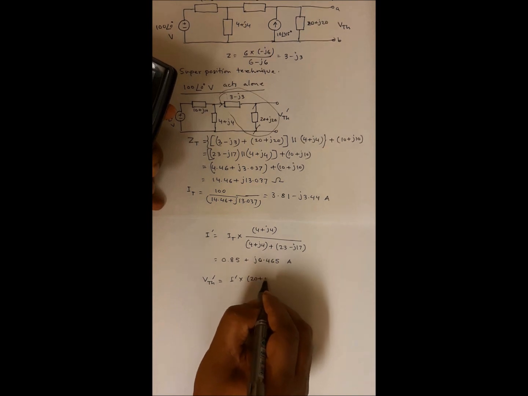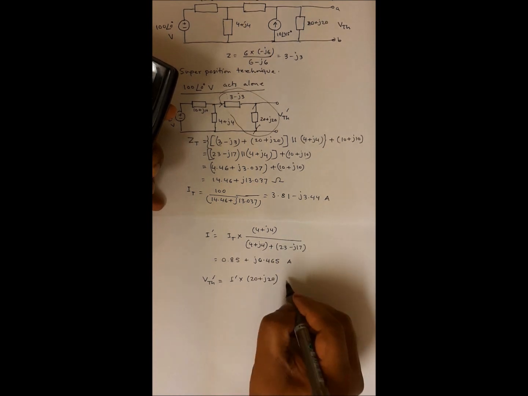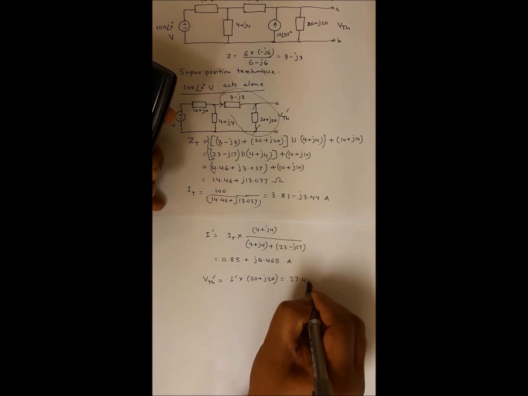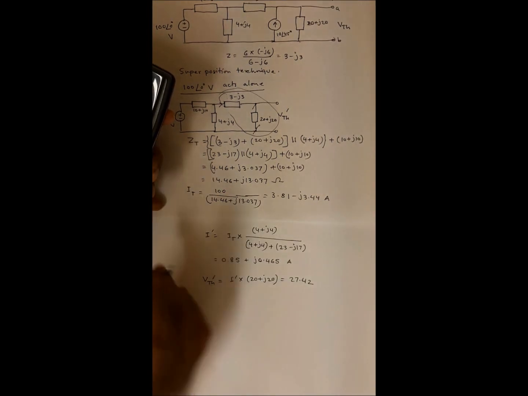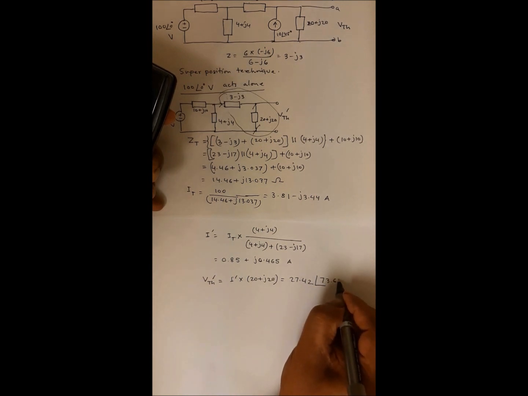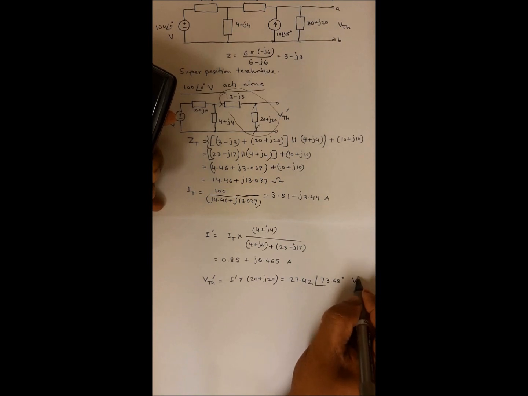Now V Thevenin prime will be this current times this impedance, so I prime times 20 plus J20. So I move to polar form, so it will be 27.42, angle 73.68. This part.